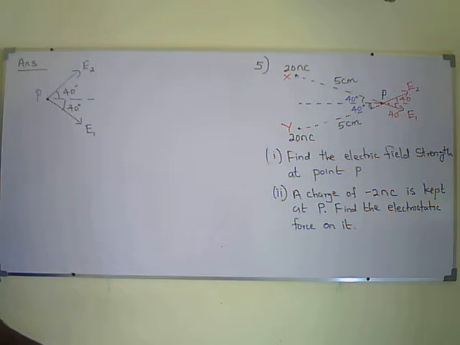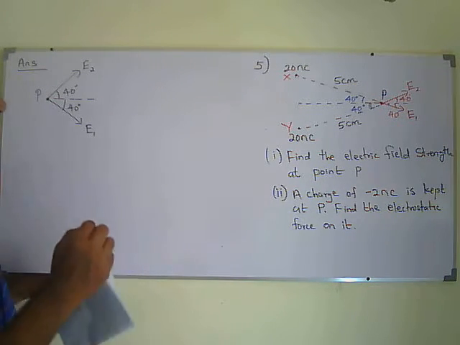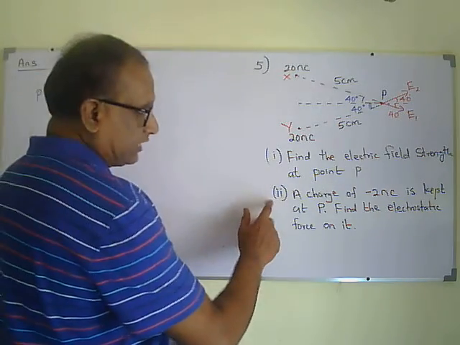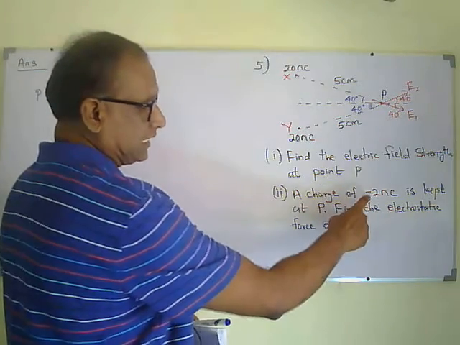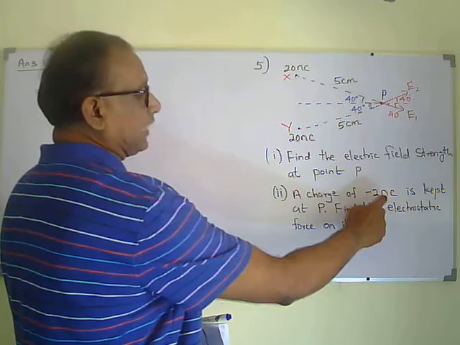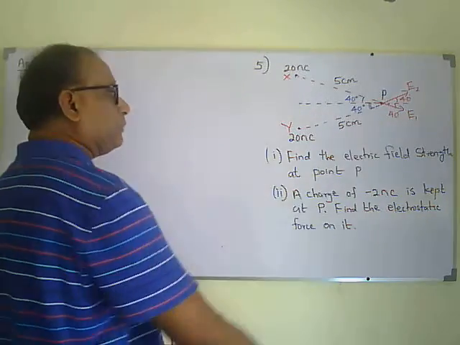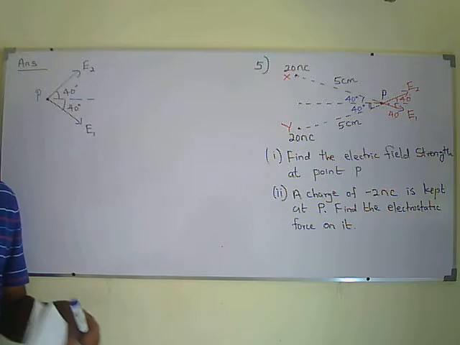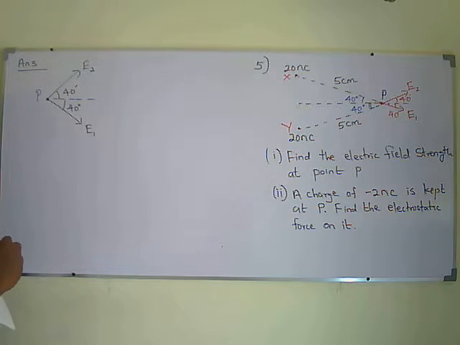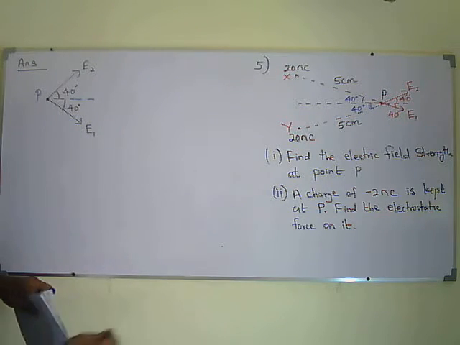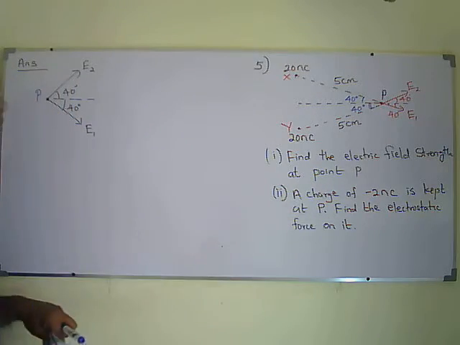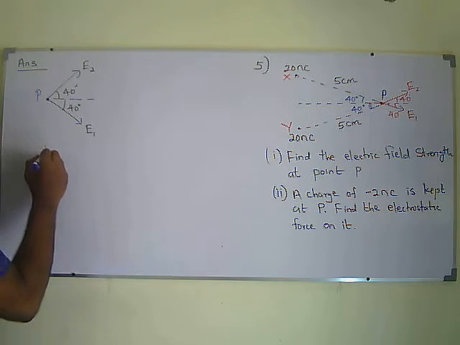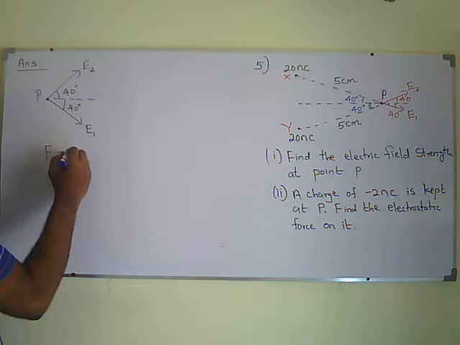Okay, second part, they ask me to find the resultant electrostatic force acting on a point charge of -2 nanocoulomb when it is kept at point P. I know the resultant electric field strength at point P, I already found it. So the resultant electrostatic force acting on -2 nanocoulomb, I can find by using F equals QE.